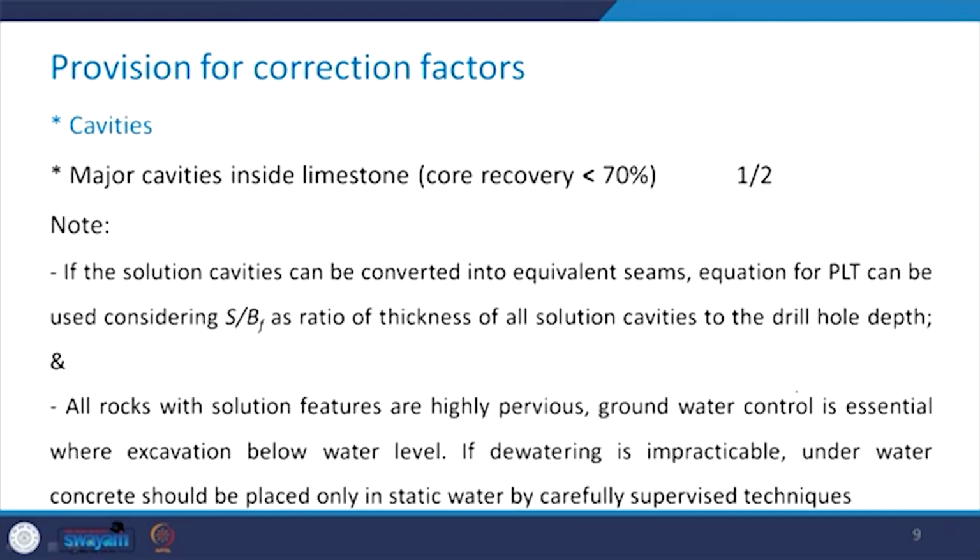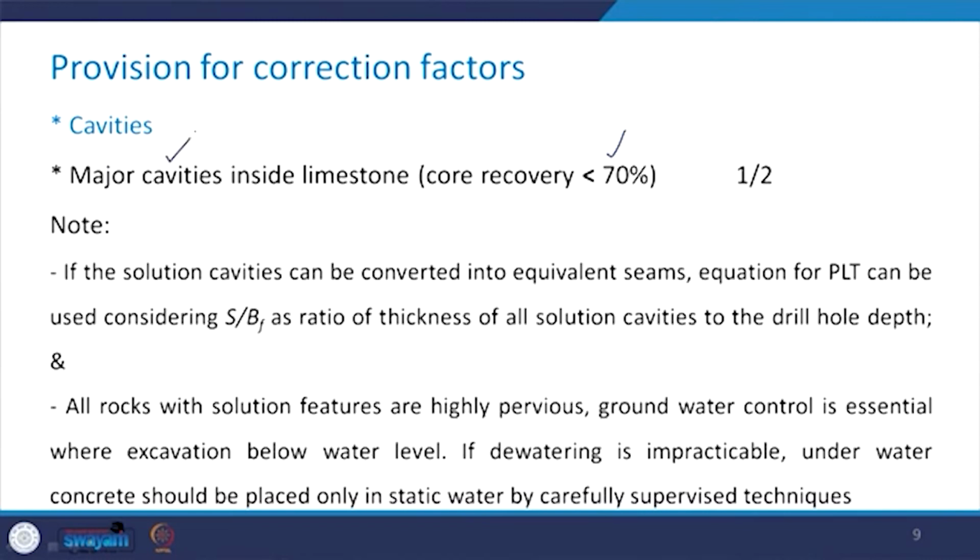Coming to the second one, that is to account for the cavities. So, these cavities involve the major cavities inside the limestone. How can we identify that these are the major cavities? In such cases the core recovery is going to be less than 70%, and to account for such cavities the correction factor of 0.5 should be applied to the safe bearing pressure values.